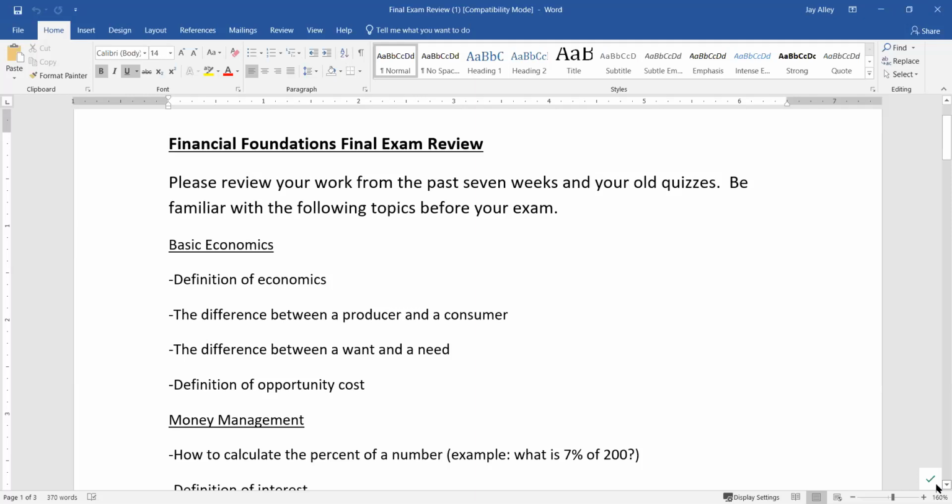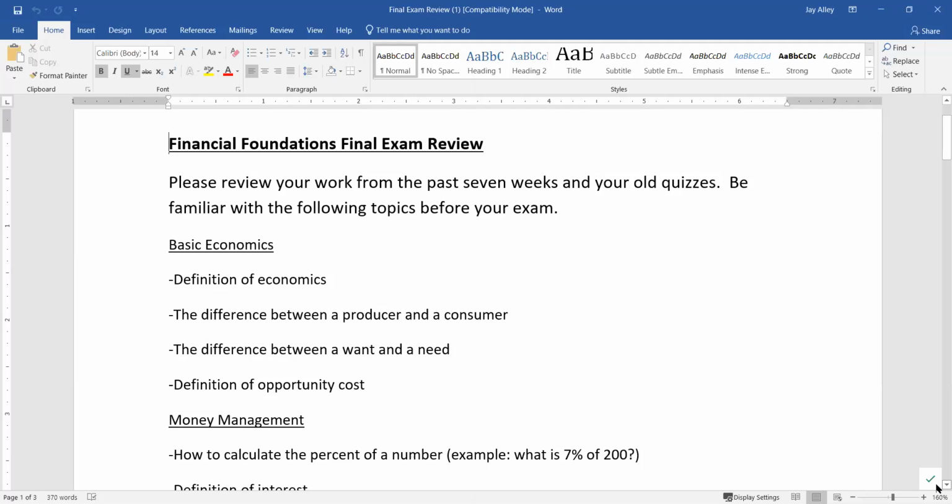For sure, you need to know the difference between wants and needs. I see a lot of different types of explanations or attempts at definitions of those terms. One of the issues that I saw with some people's definitions is you can't use those words in your definition. You can't say a need is something that you need, for instance. You can say a need is something that you must have to survive. That would be a proper definition of a need.